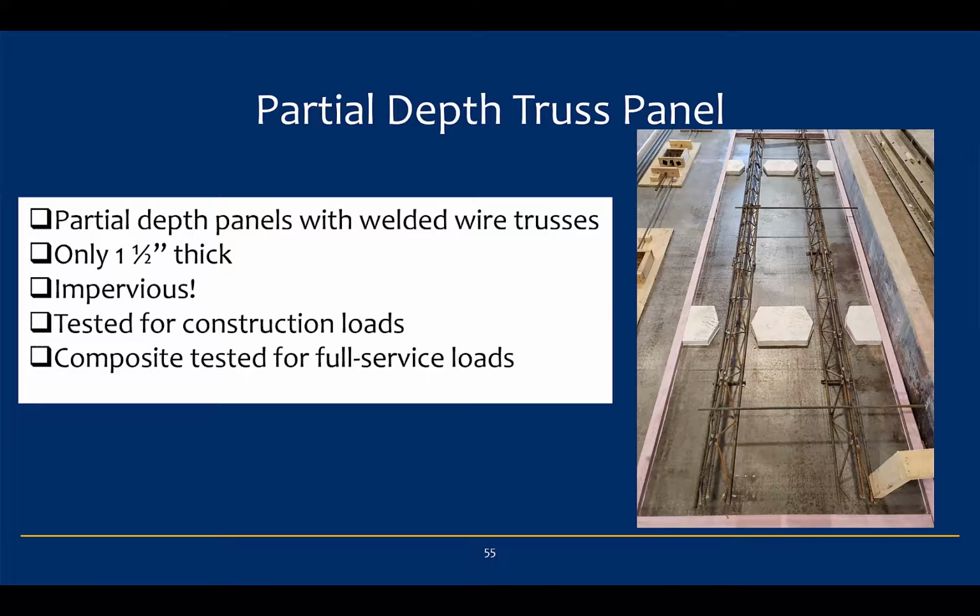This was just a specimen, so the bridge is only 12 foot long, but you would have a panel the full width of the bridge, reinforced with a wire truss, and the thickness of the panel is only 1.5 inches. The intent here is to use this to support the overhangs, which are a pain in the neck when you do cast in place deck. But more importantly, it's impervious.